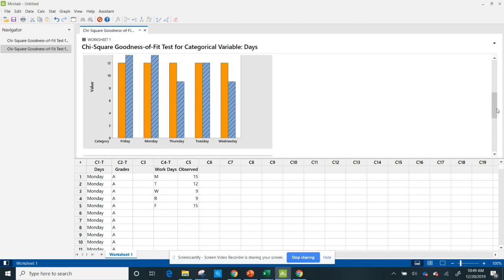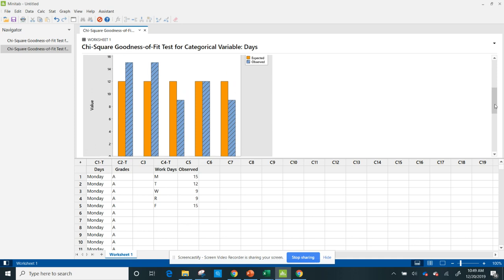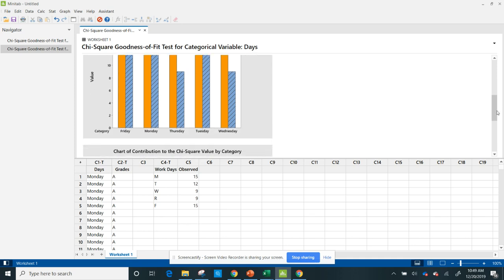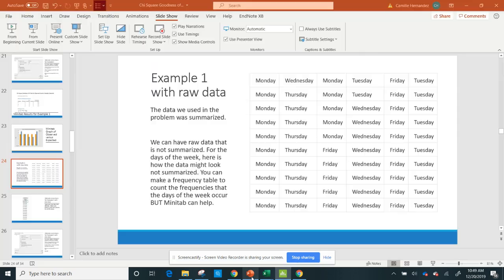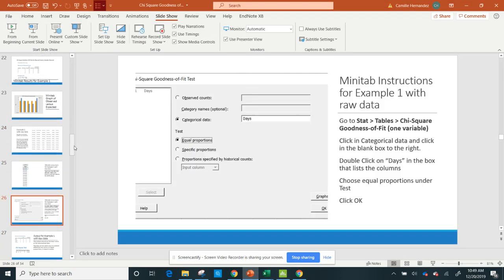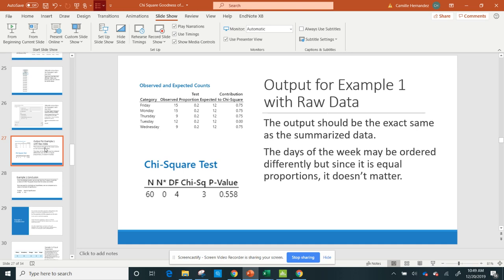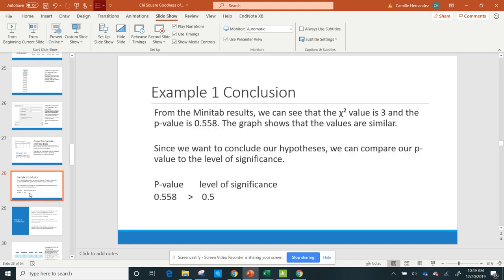And I was very specific that I typed out the days of the week, and then I left the work days as the initials. What does that tell me? I got the same results with raw data that I did with summarized data. So if I go back and I give you the outputs, they're the exact same. So now we know from this one set of data that could have been given to us summarized or as raw data, I can run this equal proportion test and get the same results. All right, so now that I know I've got the same results, regardless of summarized or raw data, I'm going to go to my conclusion.